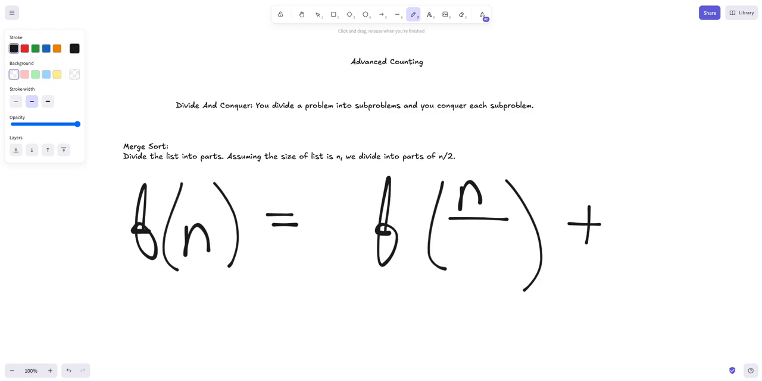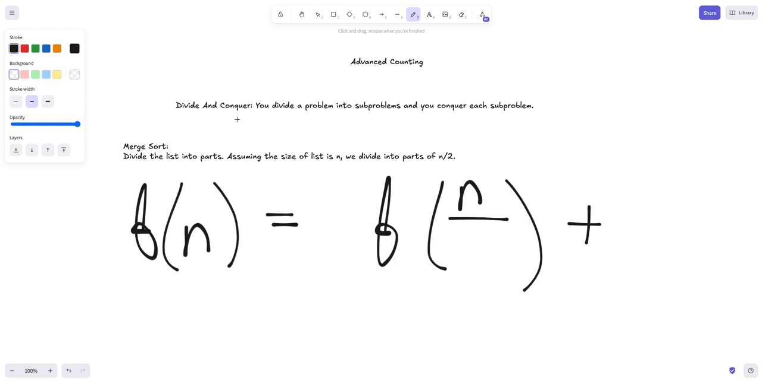Everybody, welcome back to part 2 of advanced counting and the divide and conquer algorithm. So today we're going to be mainly discussing two algorithms. The first one is merge sort and the second one is multiplication of bits.